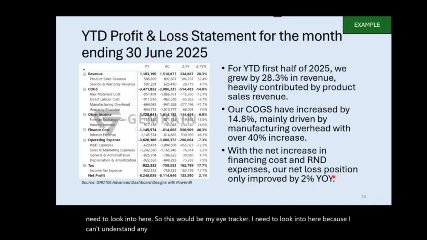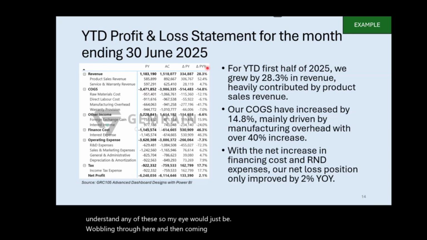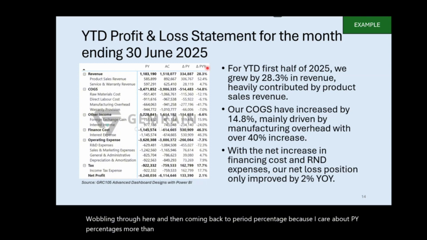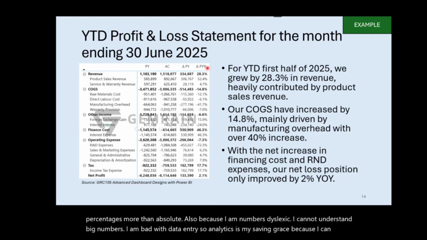So my eye would just be wobbling through here and then coming back to the PY percentage, because I care about PY percentages more than absolute. Also because I am numbers dyslexic. I cannot understand big numbers. I am bad with data entry. So analytics is my saving grace, because I can tell stories with that, right?